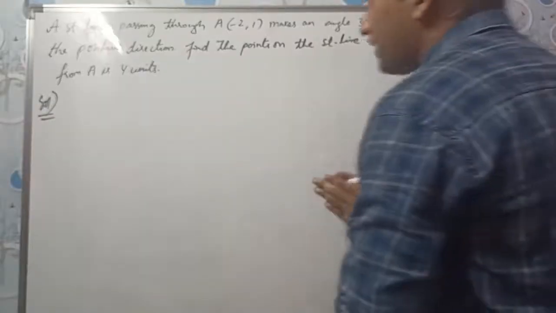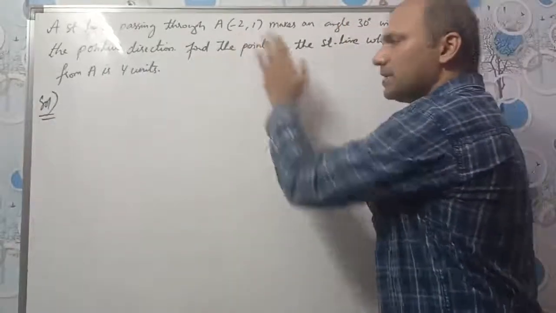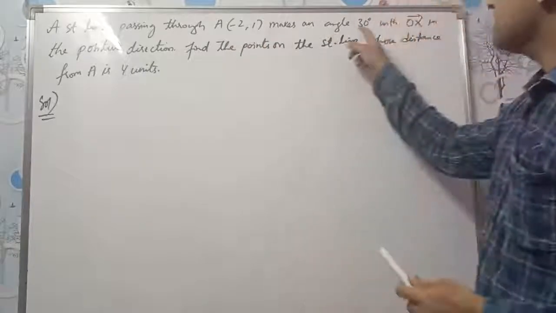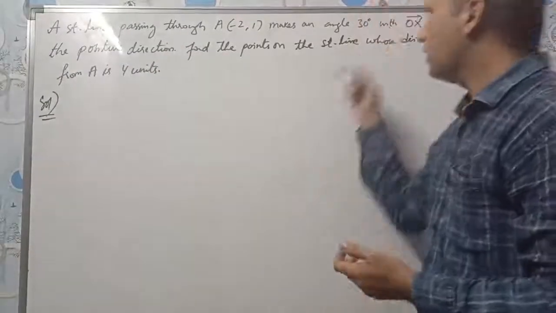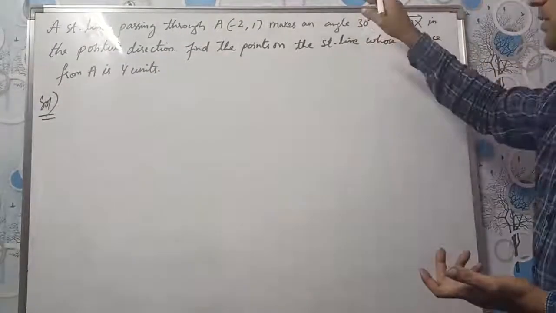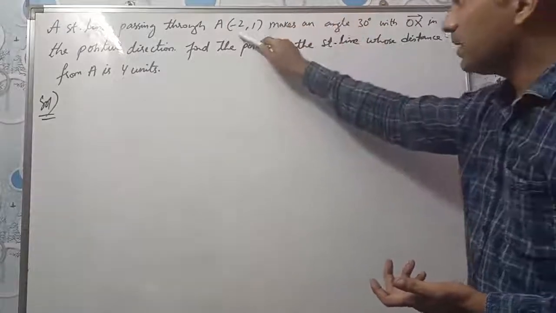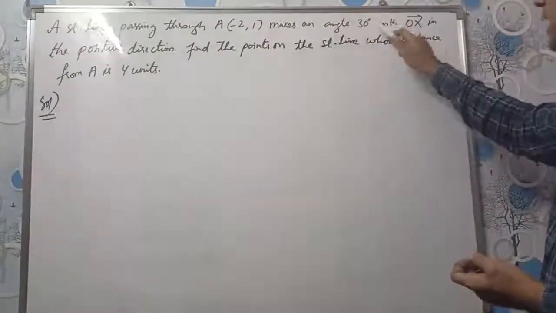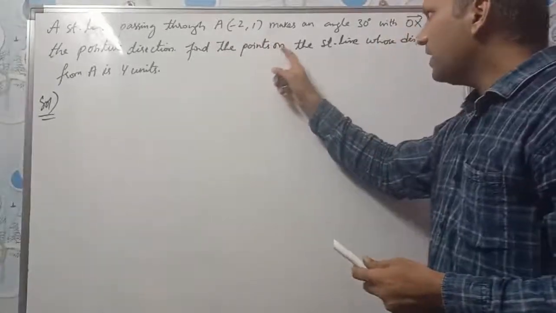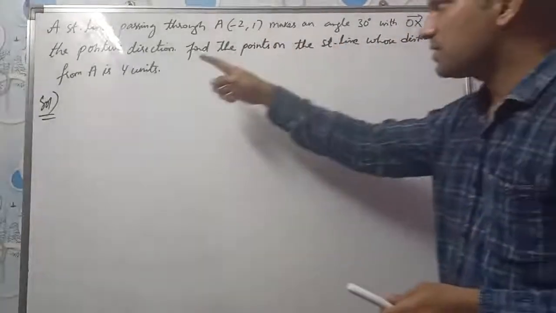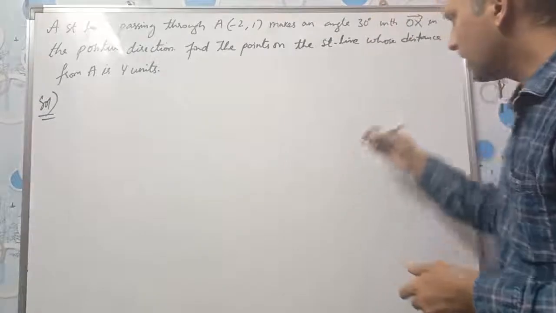Okay. A straight line passing through A minus 2 comma 1 makes an angle 30 degrees with OX in the positive direction. OX is the x-axis. Okay. So a straight line is passing through minus 2 comma 1 and it is making an angle 30 degrees with the positive direction of the x-axis. Find the points on the straight line whose distance from A is 4 units.